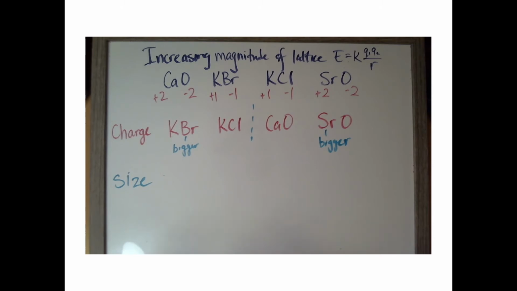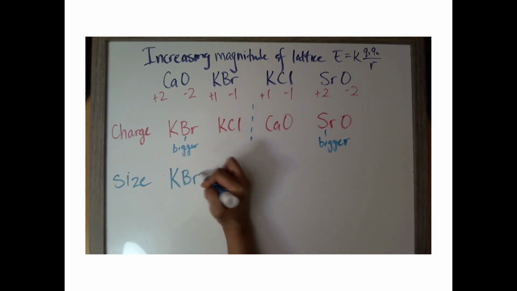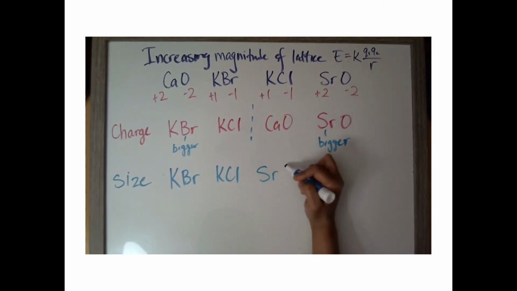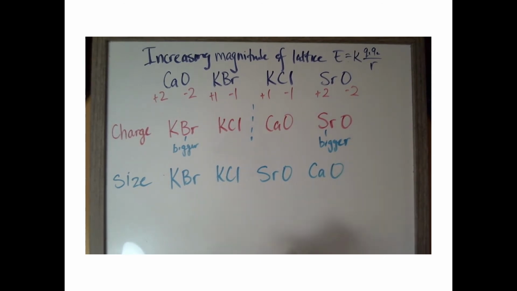Remember, we're going in increasing magnitude, so whichever one we write first needs to have the smallest magnitude of lattice energy. But here for size, that means the bigger ion would have the smaller magnitude. So our order is KBr, then KCl. Then it's going to be SrO, CaO. This is our order.